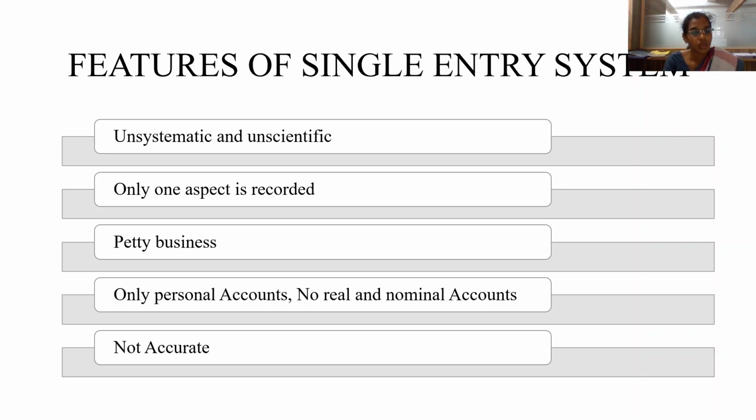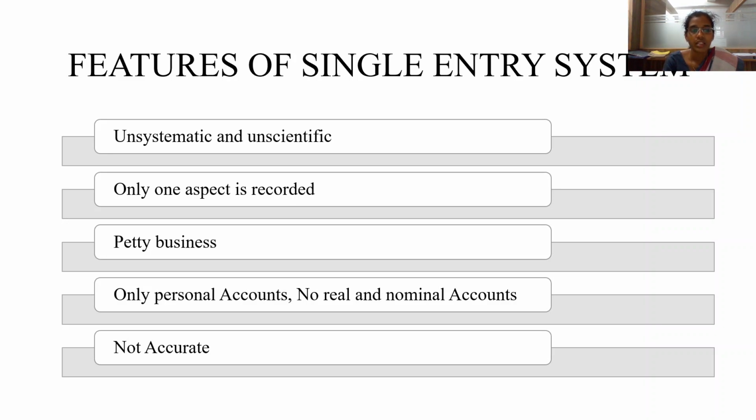And the next point is only one aspect of the transaction is recorded. It is not that both the debit and credit transactions are recorded. Only one aspect would be recorded and the other would be left blank. It is suitable only for small business organizations where they do not have complex transactions, so they can make use of this single entry. This will not be appropriate for any larger businesses and larger companies.